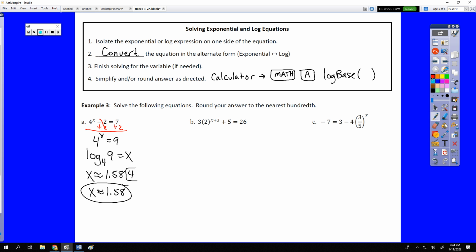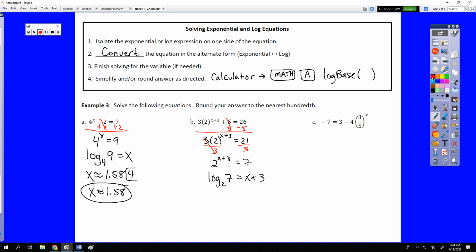On letter B, we're going to subtract 5 from each side, which would give us 3 times 2 to the x plus 3 power equals 21. We can isolate that a little bit further if we divide by 3, which would give us 2 to the x plus 3 power equals 7. Rewrite that as a logarithm. Log base 2 of 7 equals x plus 3.